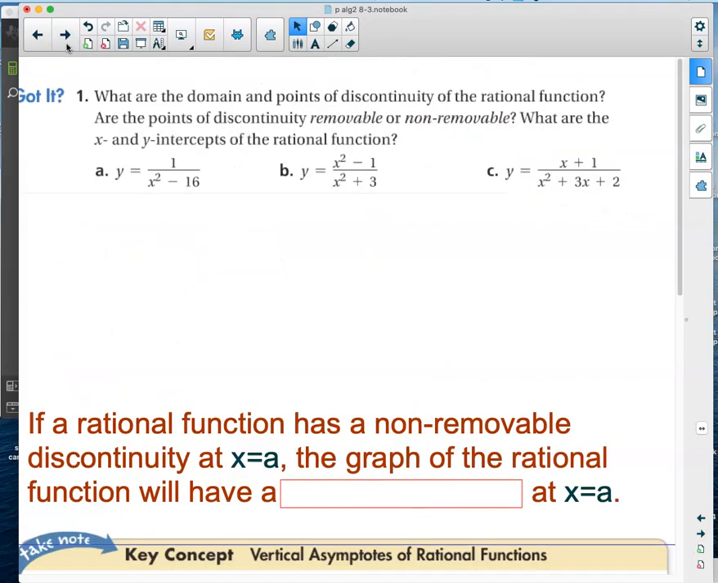So now I need more of you and less of me. What are the domain and points of discontinuity of the rational function? Are they removable or non-removable? And then the x and y intercepts of the rational function. So the first question I have for you is, when you look at A, does any of that appear to be something you could factor? Oh, which one? Denominator? How does that factor?